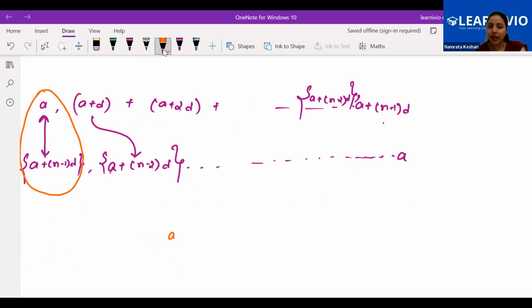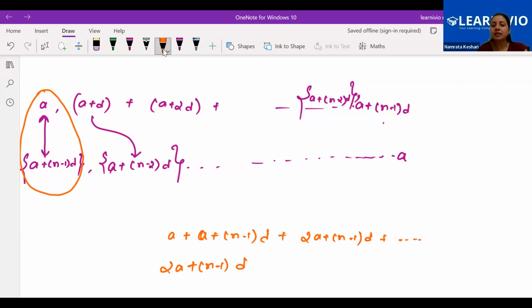If you add a with... yeah, tell me. Minus 1d. Yeah. We are adding a with a plus n minus 1 into d. So first tell me. 2a first. 2a plus n minus 1 into d. Okay, like that, here every term will be 2a plus n minus 1 into d. All the terms will be like that only.